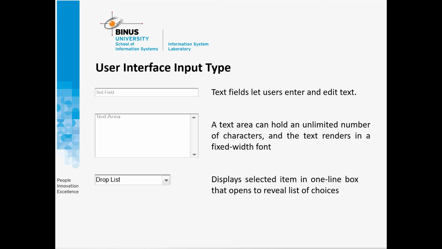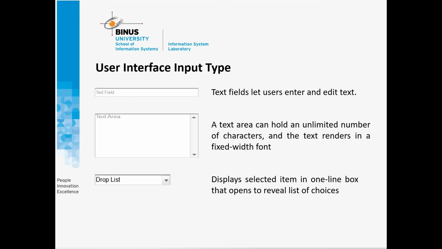User interface input types consist of, first, text field. Text fields let users enter and edit text. Second, text area. A text area can hold an unlimited number of characters and the text renders in a fixed width font. The difference between text field and text area is that text area can hold more characters than text field. You can use text area when the user needs to type lots of characters like an address, and use text field when the user doesn't type a lot of characters like a username or email.